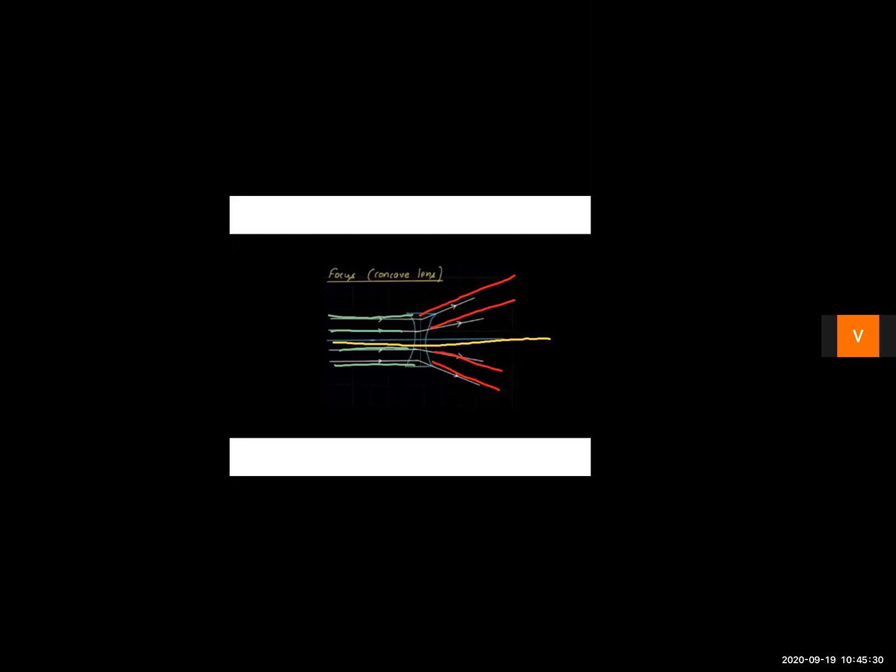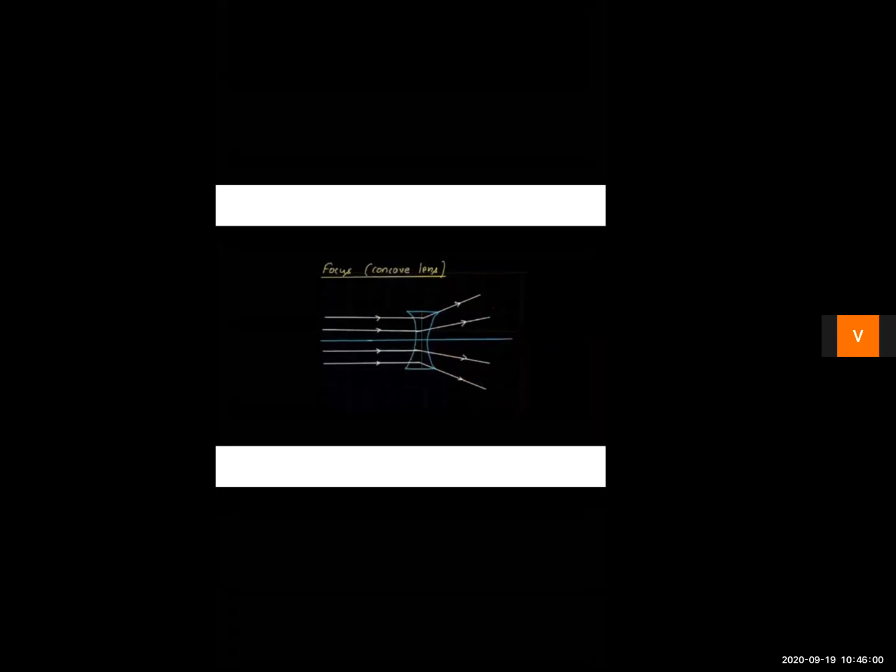So actually they are not meeting, right? What we are doing, as in mirror also we did, is we are going to extend these rays in the backward direction. On extending it in the backward direction, we see they appear to meet at a point, and this point is known as your principal focus. So this is your principal focus for concave lens.